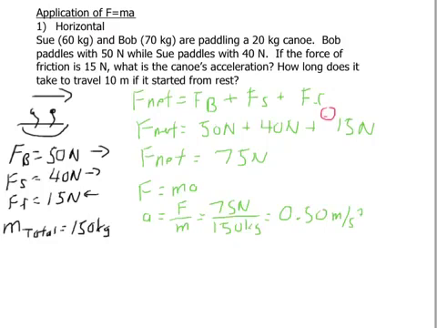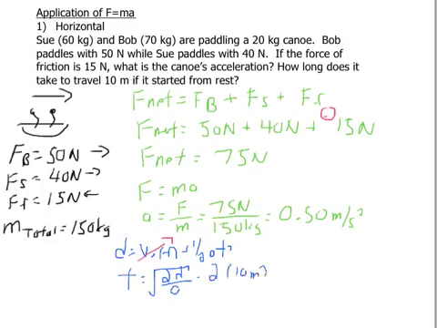For the second part of the question, we now need to find the time it takes for them to travel 10 meters if they started from rest. Looking at our kinematics formula, we know we'll need to use d equals v_i t plus 1/2 a t squared. Because they start from rest, this goes to 0. We need to solve for time. Time is the square root of 2d divided by a, equals 2 times 10 meters divided by 0.50 meters per second squared. Don't forget the square root. And our answer is 6.3 seconds.